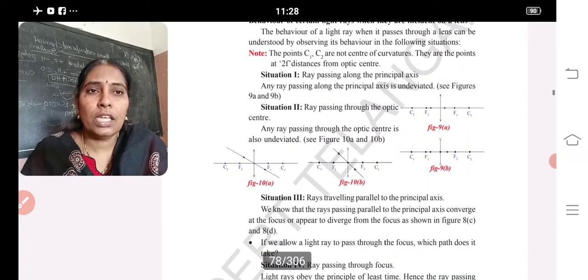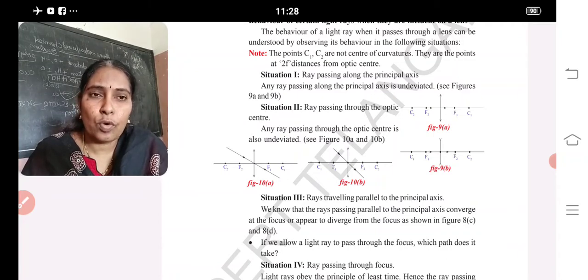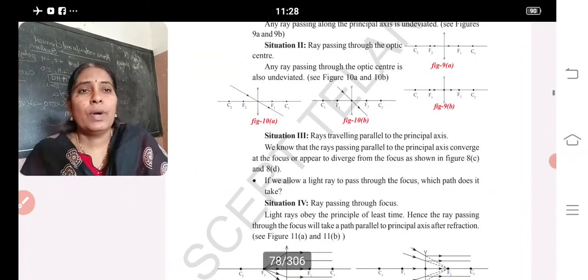Situation 3, rays traveling parallel to the principal axis. Rays traveling parallel to the principal axis converge at the focus, or appear to diverge from the focus. He is asking us to see 8a, 8c and 8d. Passing through focus.